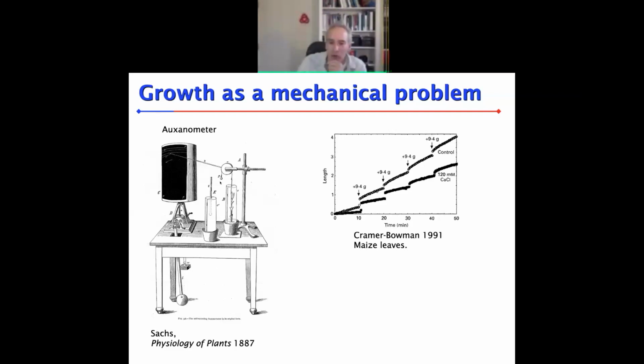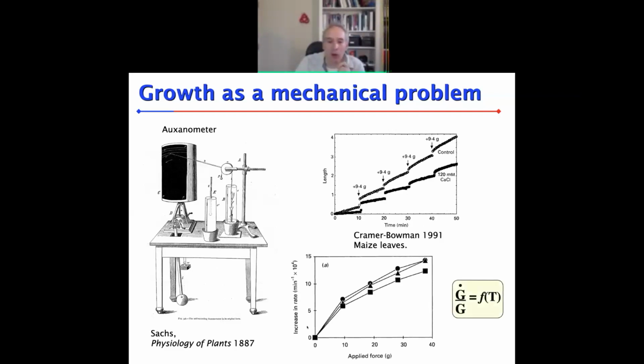Here is a modern version, a century later, of the same type of experiment, where further weight was added. Every time, 9.4 grams were added to a stem, the leaf of corn, maize, that's being pulled, in different baths and so on, but that's not important. What you see in the length as a function of time is that the slope increases. So if you look at the rate of growth as a function of the applied force, you see that g dot over g, that's the rate of growth, that's lambda, the derivative of the stretch divided by itself, is a function of the applied stress.